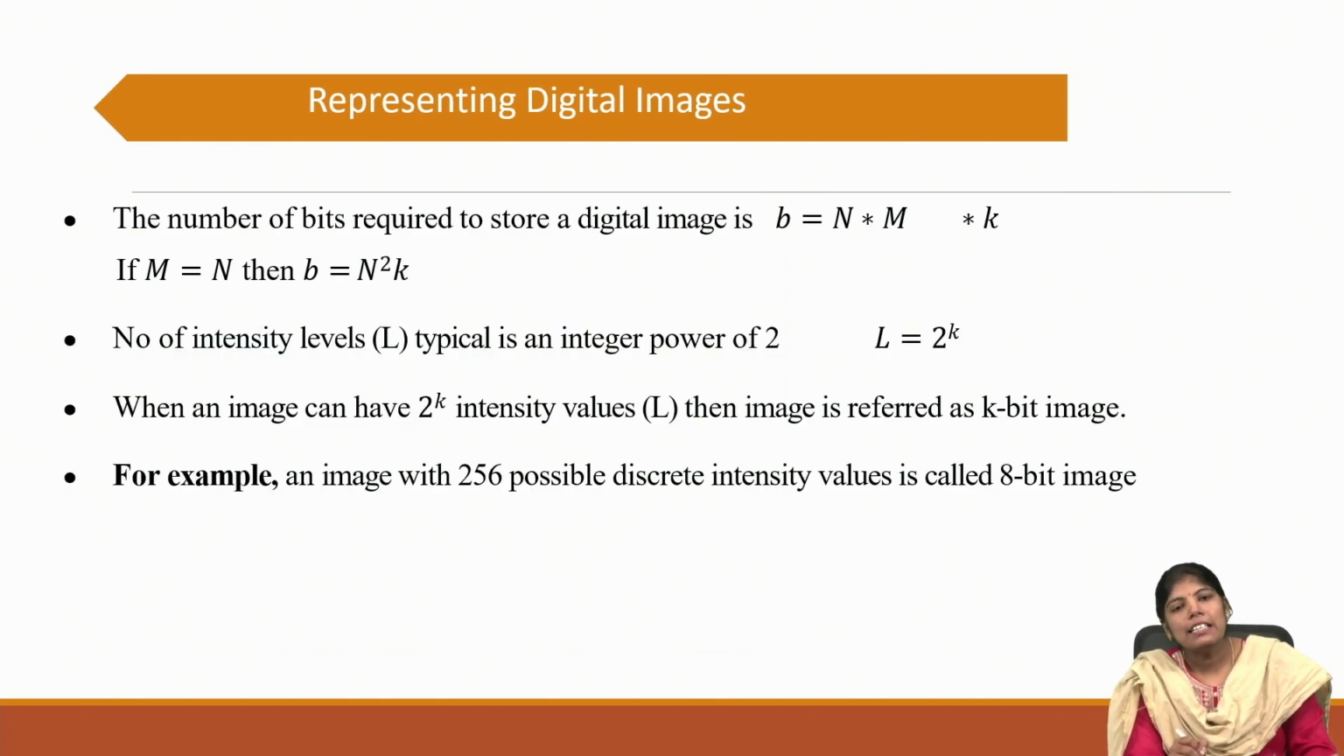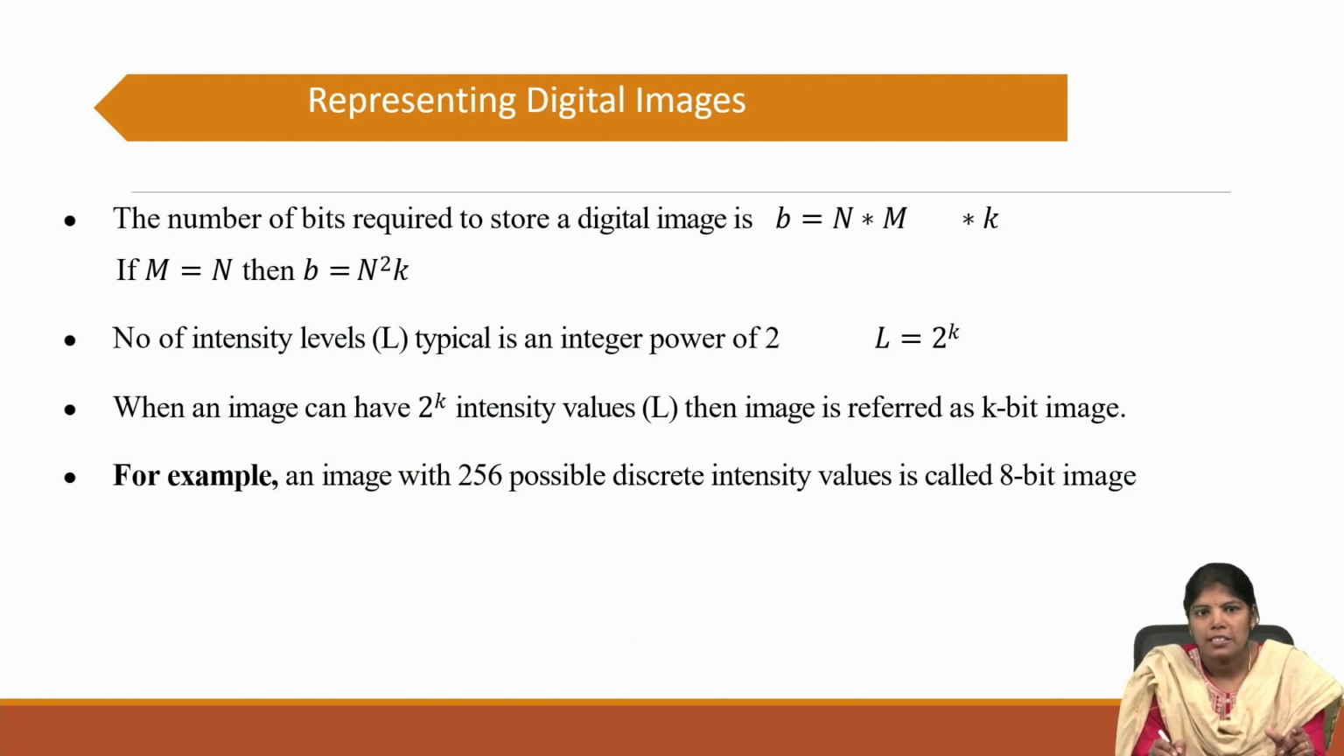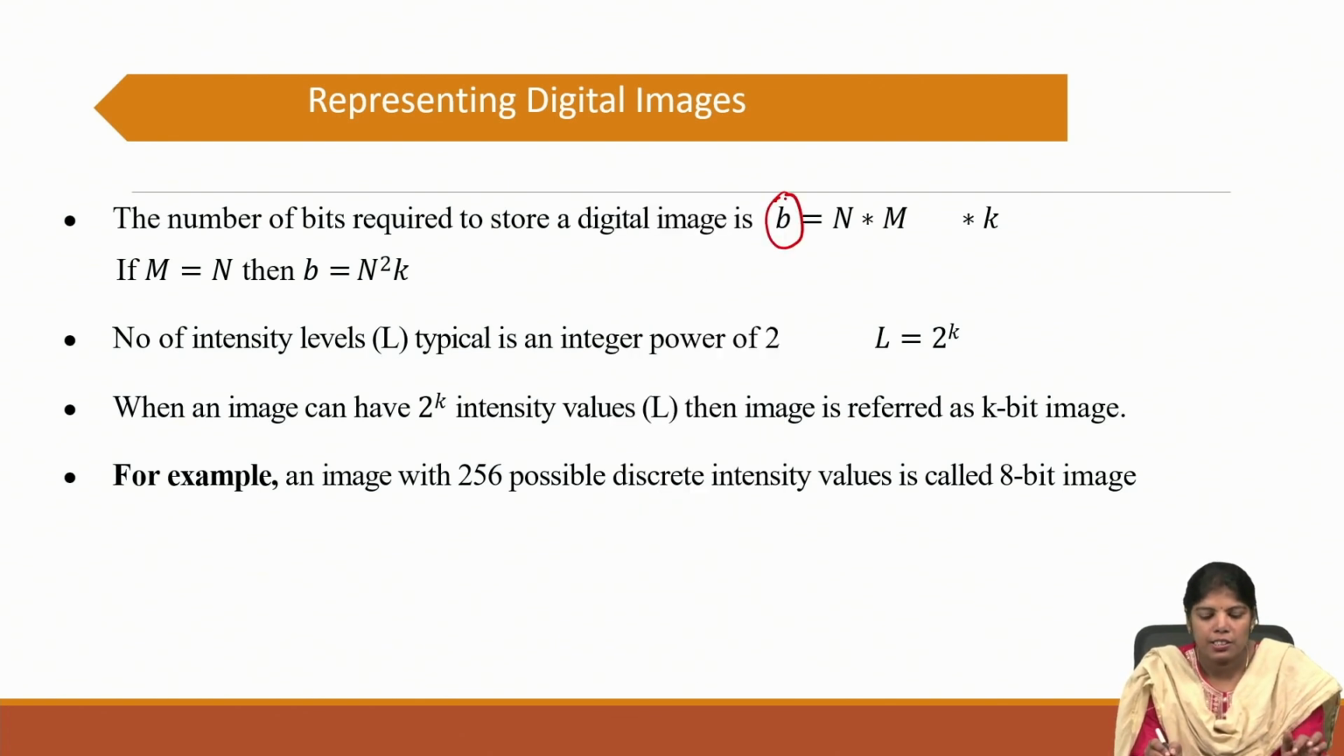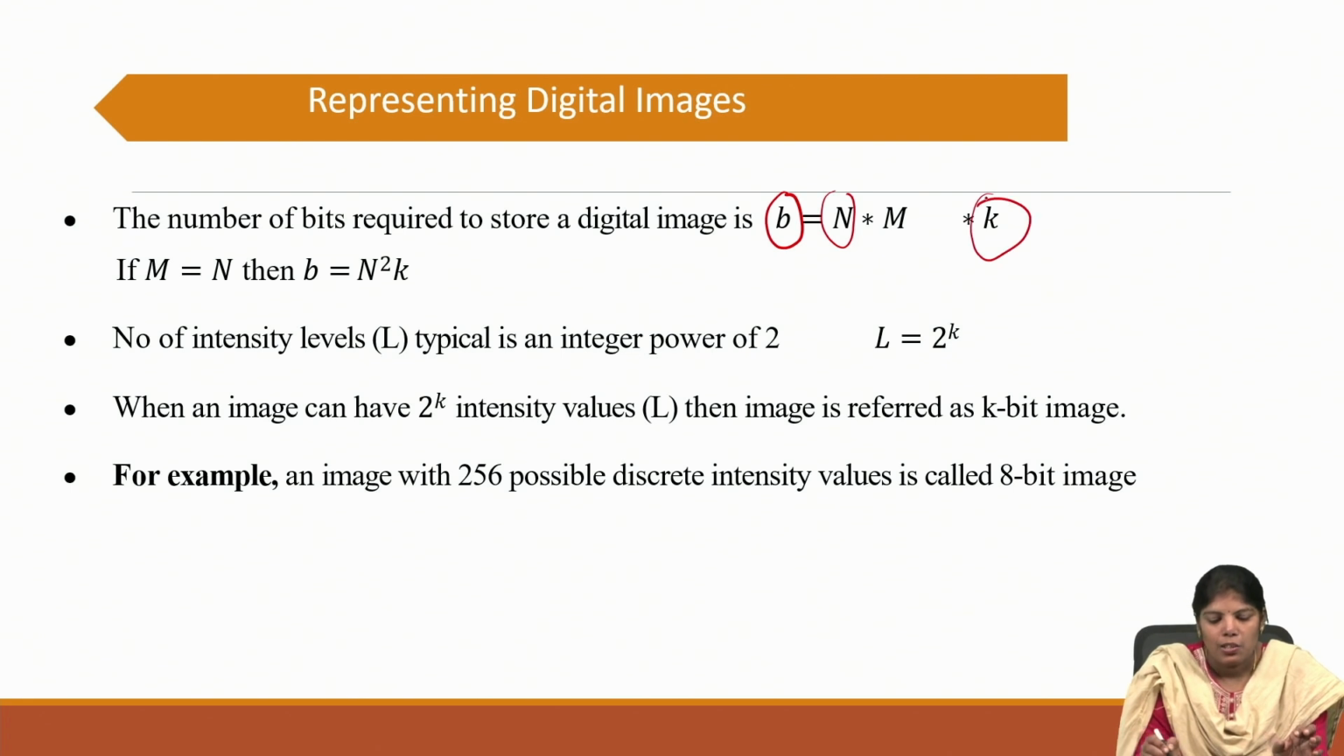This is a formula for how many bits are required to store the digital image, based on the length and width of the image. b is the number of bits used to store the image. Here n is the number of rows, m is the number of columns, and k is the bits. If m is equal to n, the formula becomes b is equal to n square k. And the number of intensity levels is l is equal to 2 power k, where k is a positive integer.